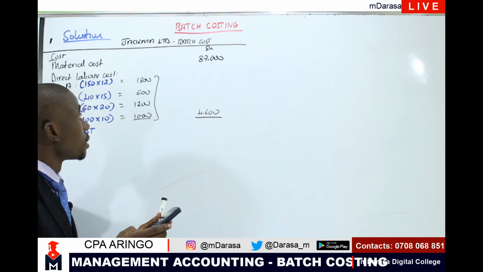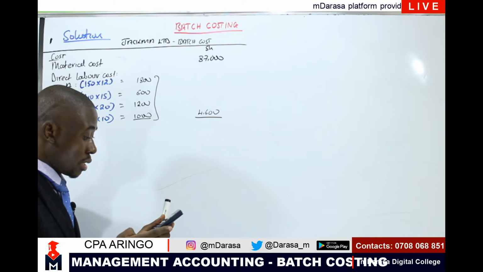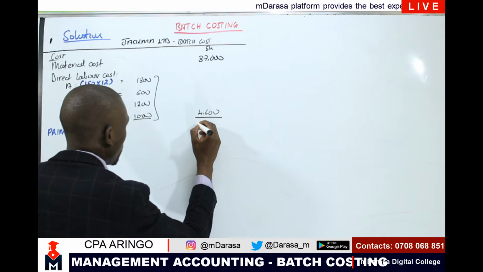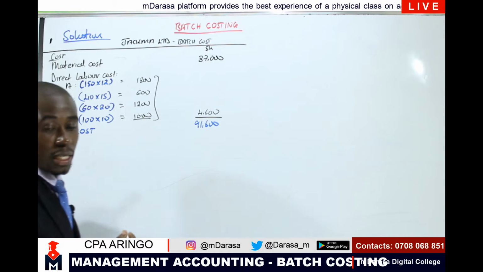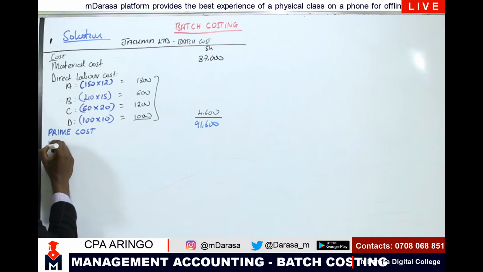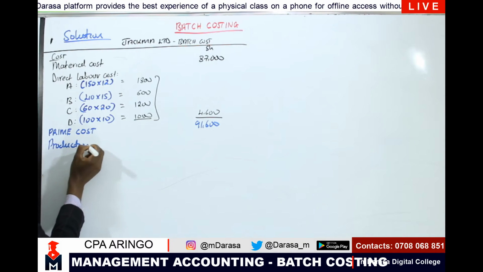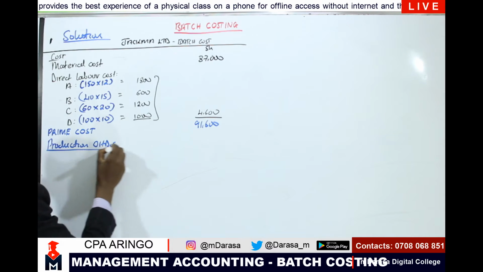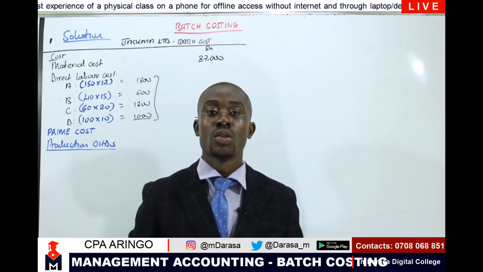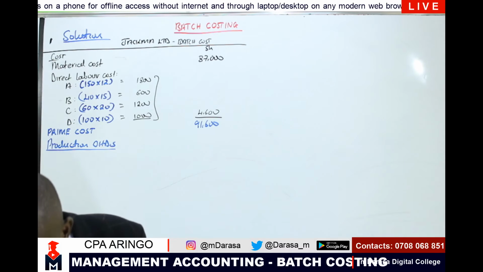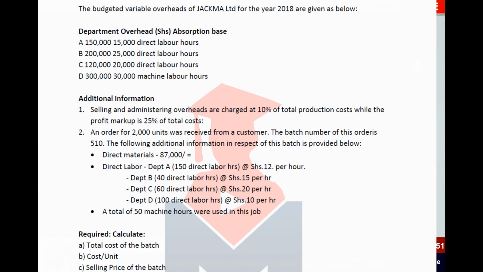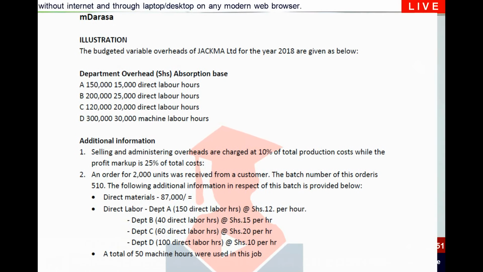So what will we be having in relation to our direct labor cost? I should be having 150 by 12 to give us a figure of 1800. Department B, 40 by 15 to give us 600. Department C, 60 by 20 to give us 1200. Department D should give us 1000. So total direct labor cost, I should be having 1800 plus 600 plus 1200 plus 1000. That should give us 4600. So 4600 is the direct labor cost.